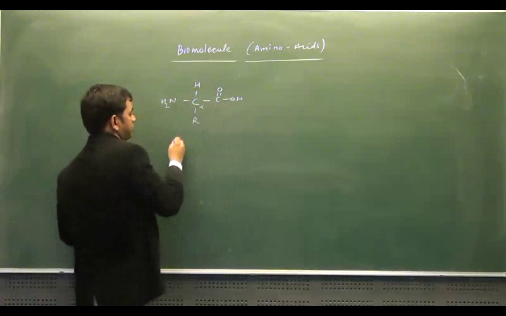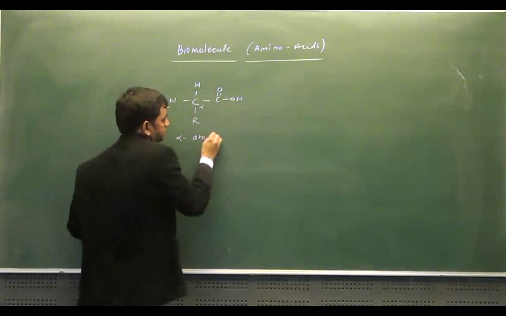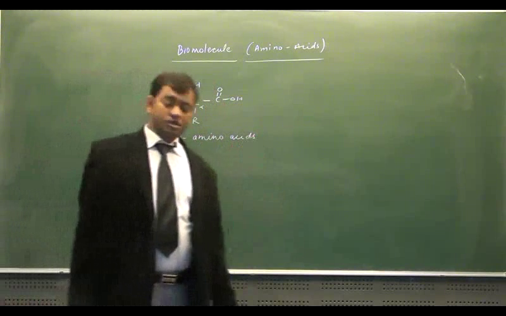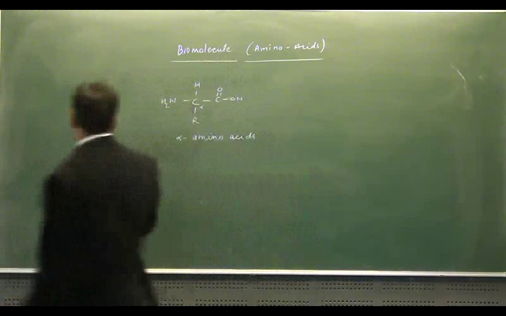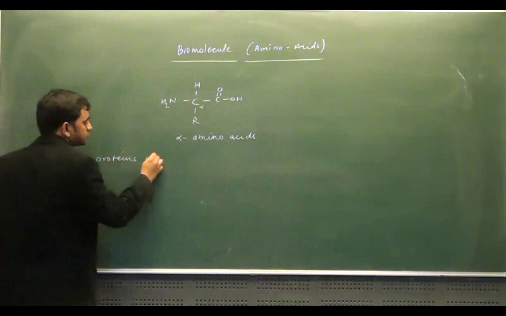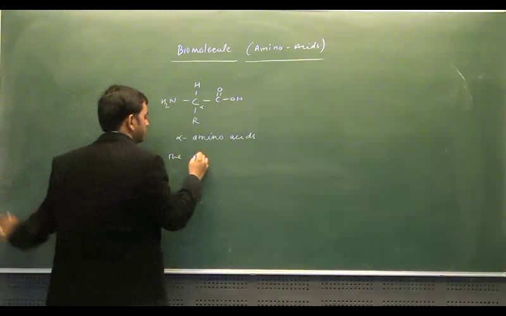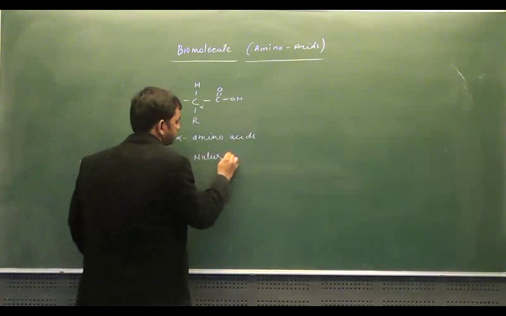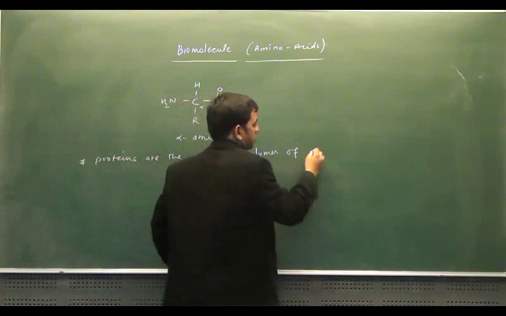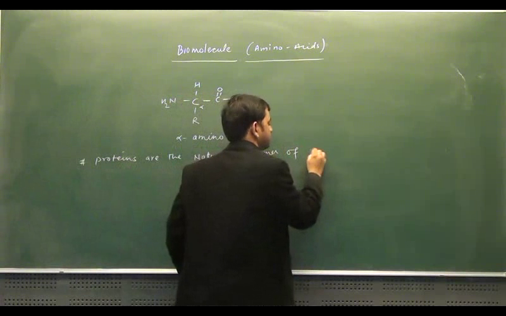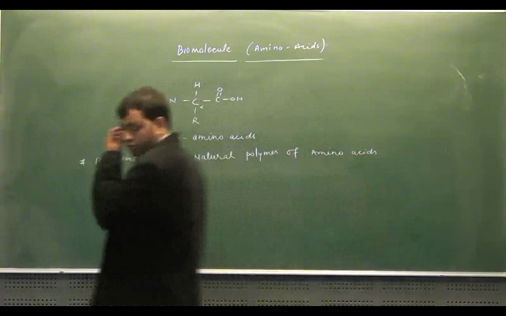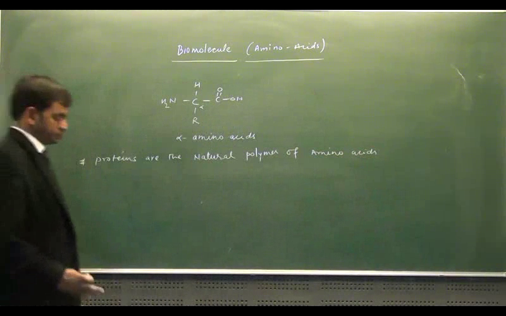This is alpha carbon and this is alpha amino acid. Alpha amino acids. Proteins are the natural polymer of alpha amino acids. That is so all the forms, that is protein.